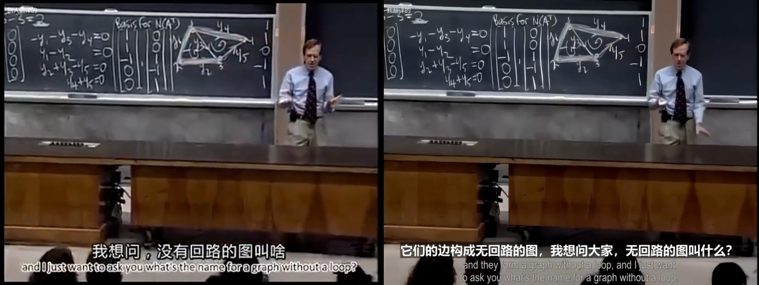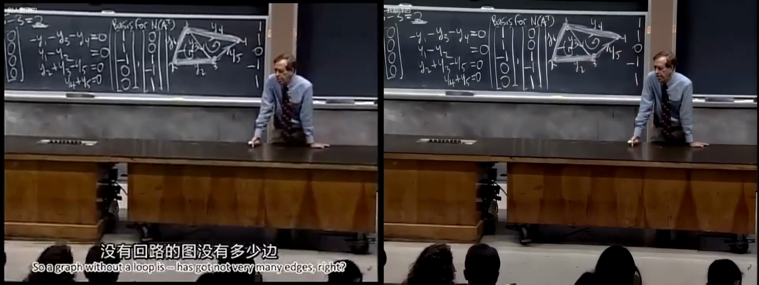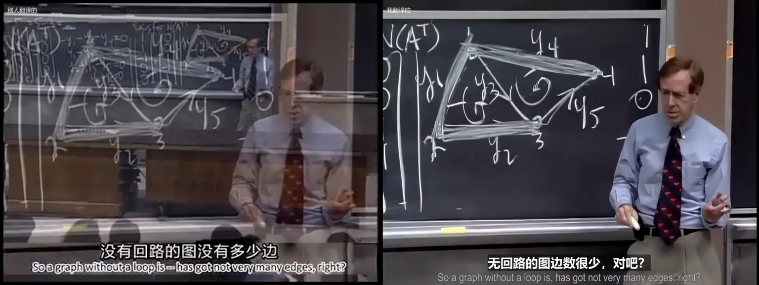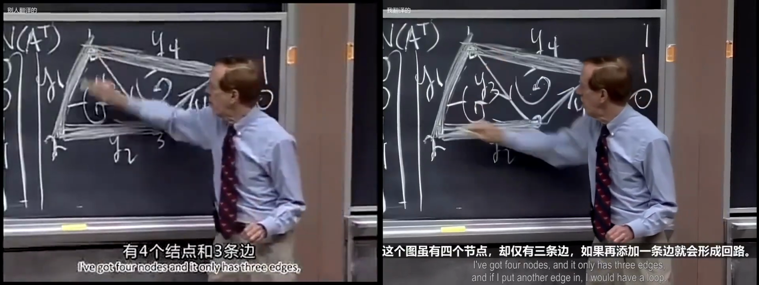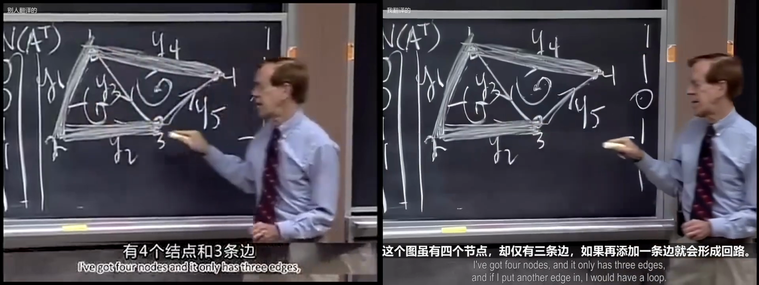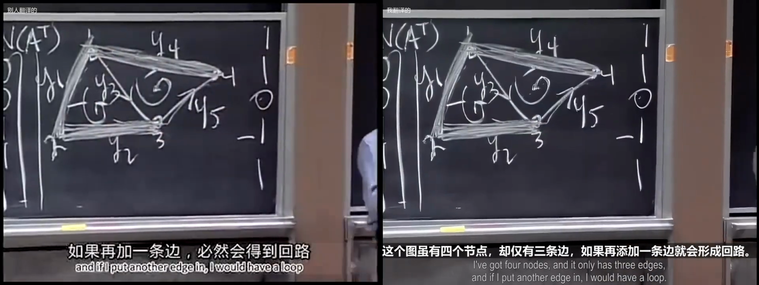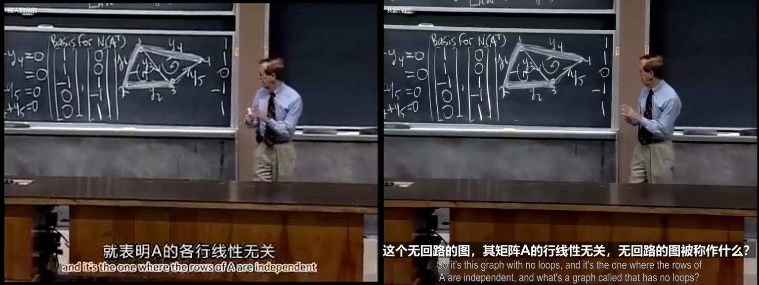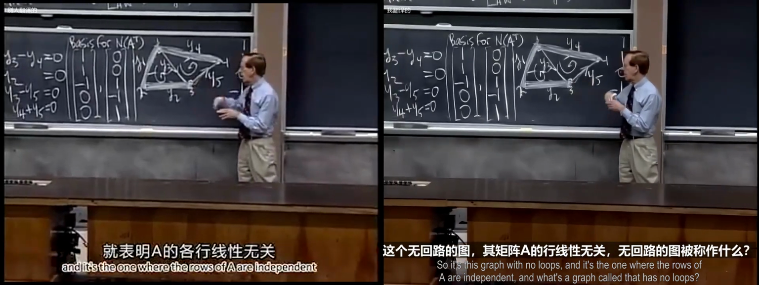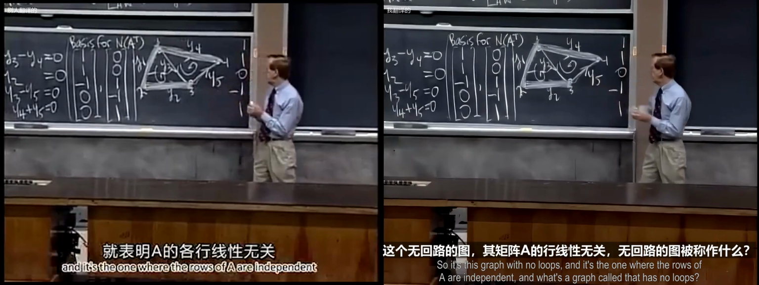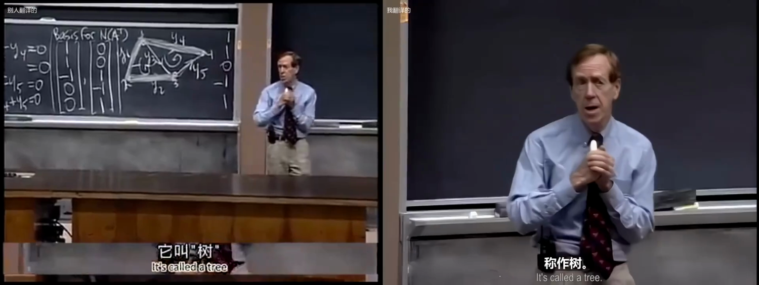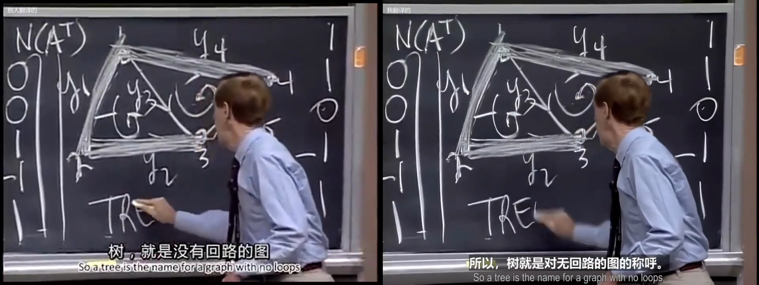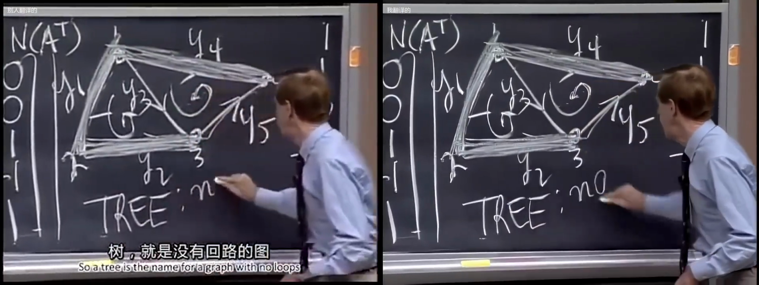And I just want to ask you, what's the name for a graph without a loop? So a graph without a loop has got not very many edges, right? I've got 4 nodes, and it only has 3 edges, and if I put another edge in, I would have a loop. So it's this graph with no loops, and it's the one where the rows of A are independent. And what's a graph called that has no loops? It's called a tree. So a tree is the name for a graph with no loops.